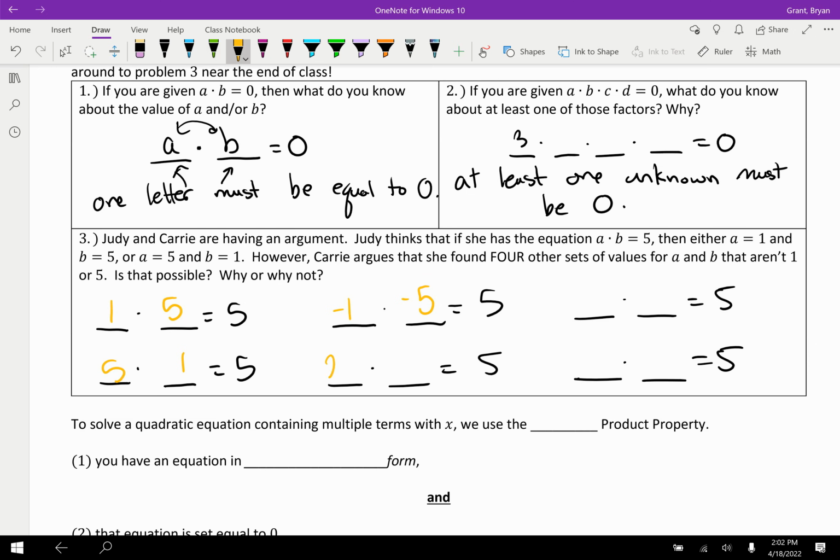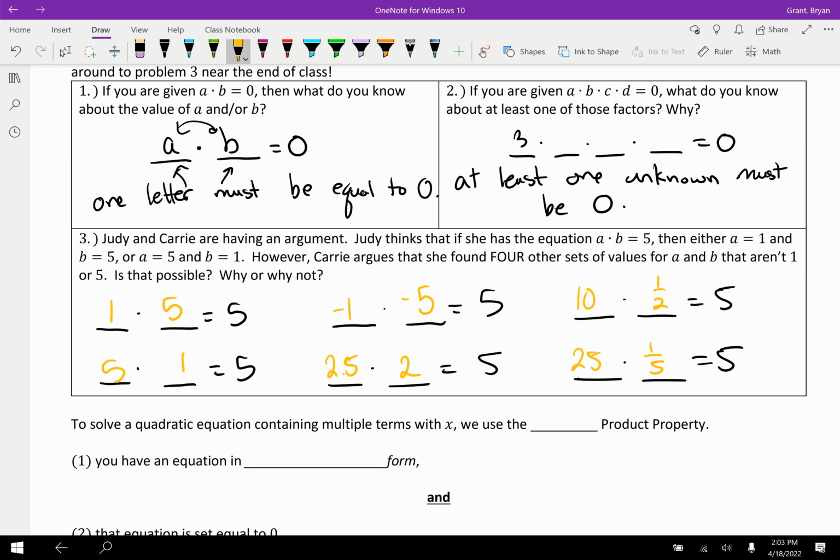And then others will say, oh, I thought of money, and I know if I have $2.50 and double it, I get 5. And you're right. You could, of course, do the negative version of that, but can you do others? What about 10 times 0.5, or you can even think of it as 10 times 1/2. I'm pretty sure half of 10 is 5, right? Or you can even go further and say 25 times 1/5 is 5.